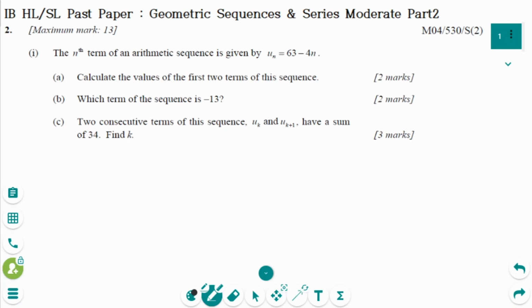This video will cover moderate part 2 questions regarding the topic of geometric sequences and series. This is the first question. It is the May 2004 SL Paper 2 Studies question.